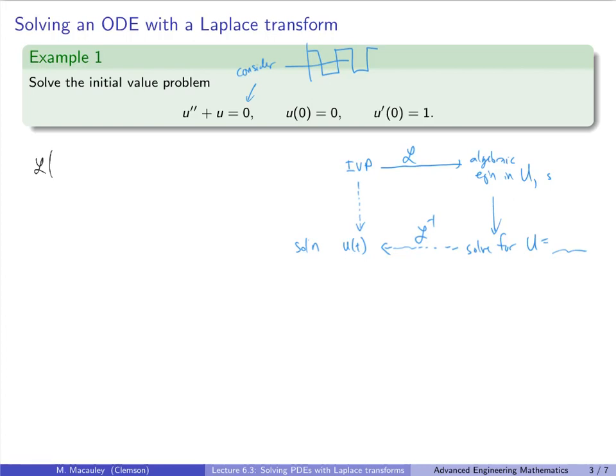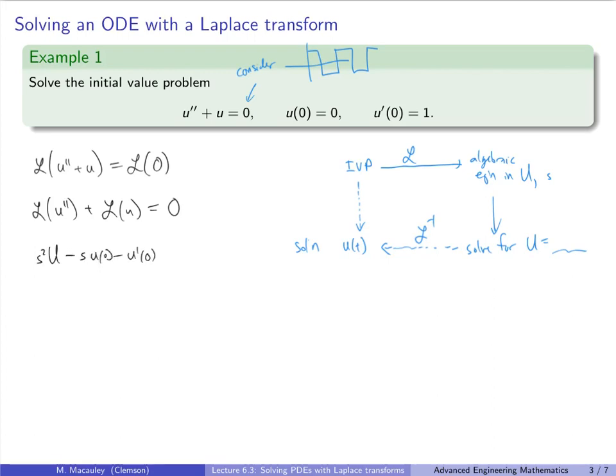So the Laplace transform of u double prime plus u equals the Laplace transform of 0. So both sides of this we apply L. And so this left-hand side is the Laplace transform by linearity of u double prime plus the Laplace transform of u equals the Laplace transform of 0, which is 0. So this first term here, two derivatives, turns into multiplication by s squared times capital U minus s times u of 0 minus u prime of 0.